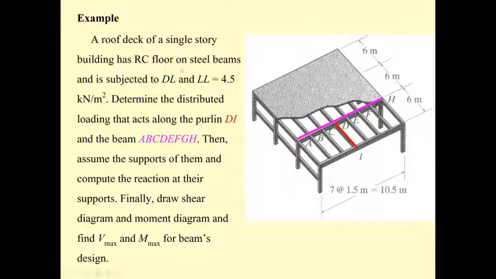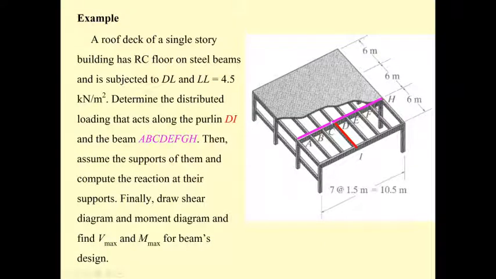Okay, this problem sets the dead load and live load acting on the floor to be 4.5 kilonewton per square meter. It asks us to determine the distributed loading that acts on the small beam DI, or you may call this the purlin, and then the distribution of the force that acts on the beams A, B, C, D, E, F, G.